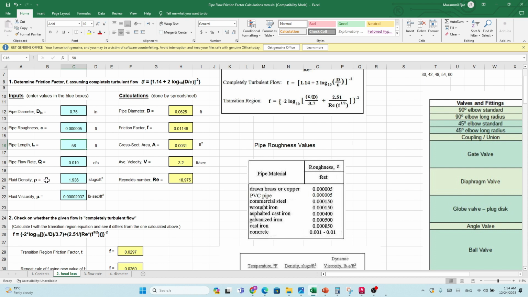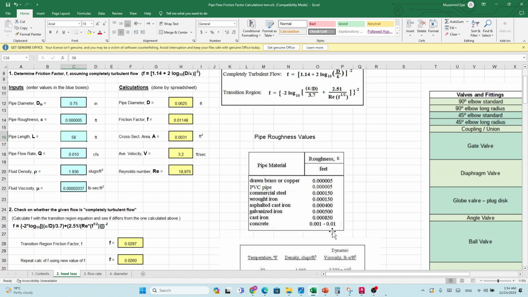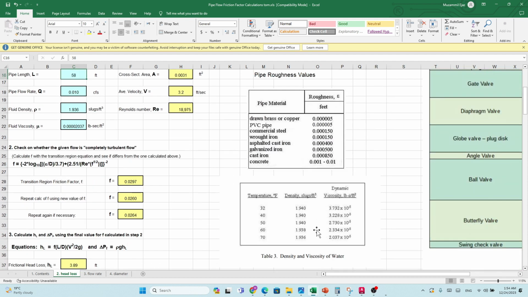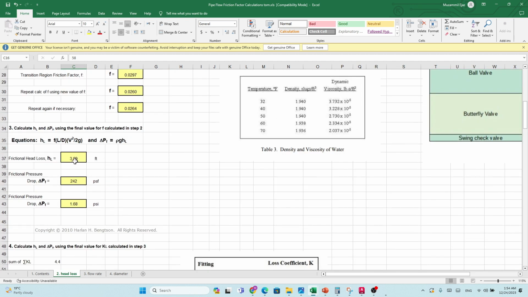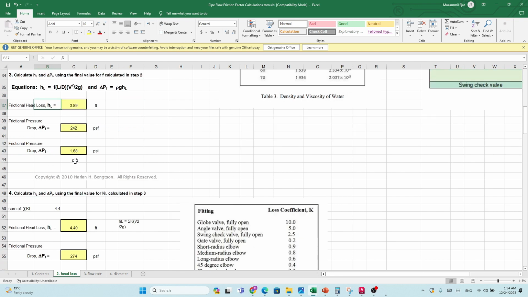Then for fluid density, you have to select the density of the fluid. These are the density and viscosity of water. So at 70 Fahrenheit, density is 1.93 and dynamic viscosity is 2.03 exponent minus 5. I just put that over here. So by putting this data, you get the head loss due to the piping length, which is around 3.89. This is the frictional head loss due to the length of the pipe.